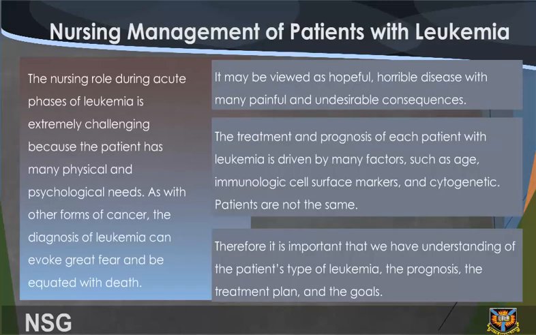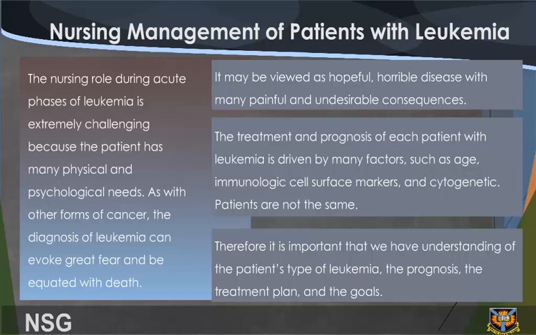Nursing management of patients with leukemia. The nursing role during acute phases of leukemia is extremely challenging because the patient has many physical and psychological needs. As with other forms of cancer, the diagnosis of leukemia can evoke great fear and be equated with death. It may be viewed as a horrible disease with many painful and undesirable consequences.